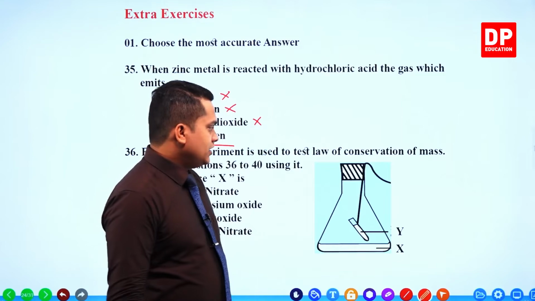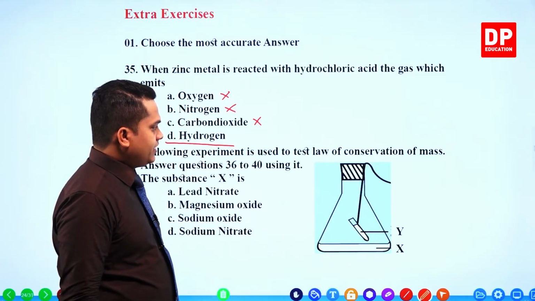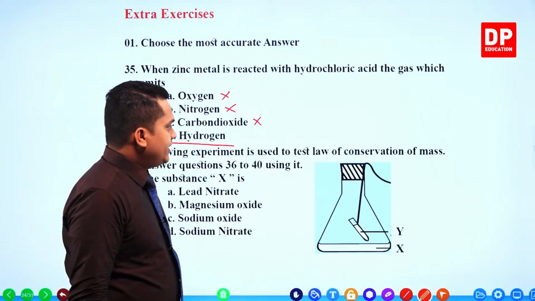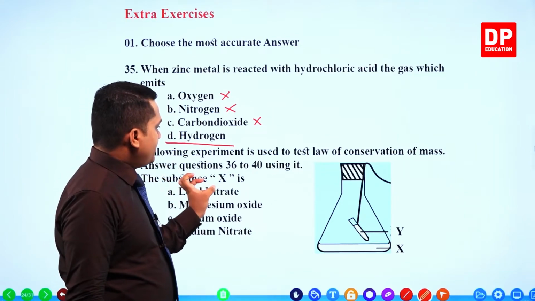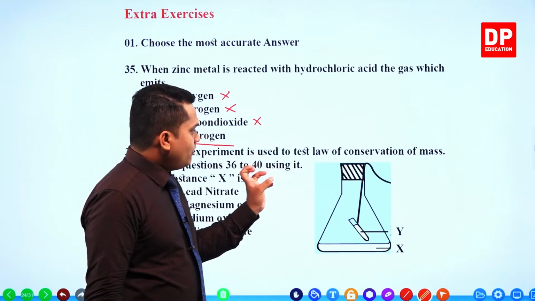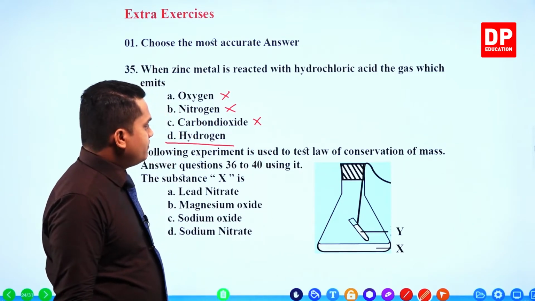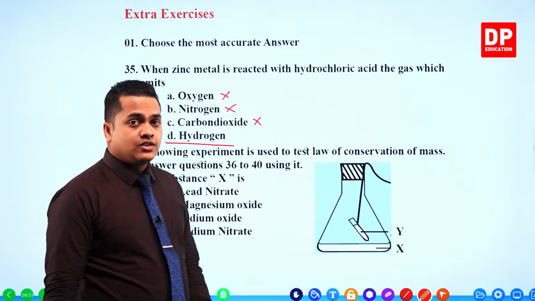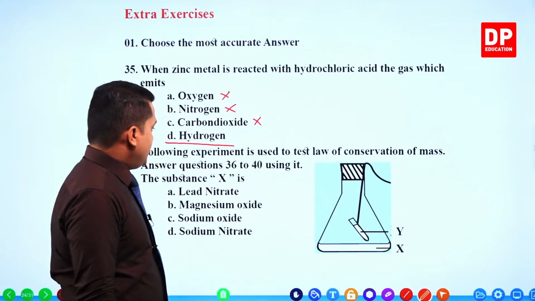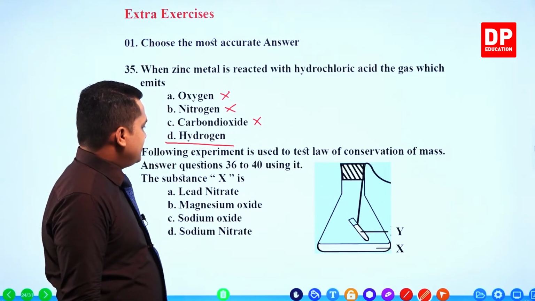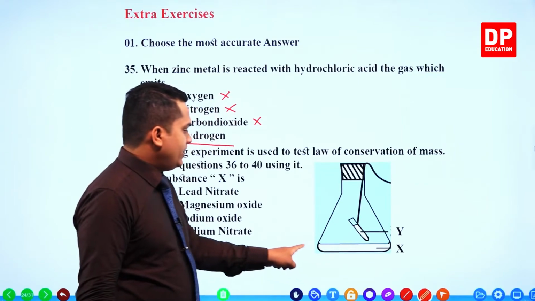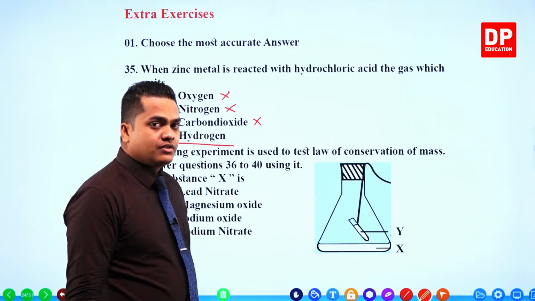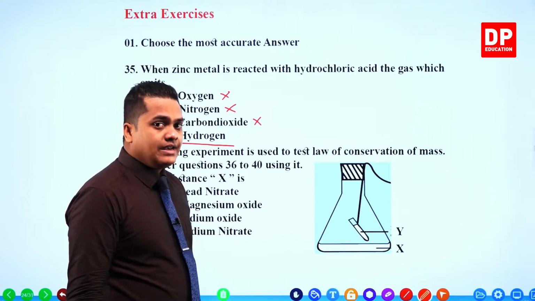Okay, so here you are given a figure. In this figure, you can observe two substances, X and Y. Here it is given that the following experiment is used to test the law of conservation of mass. Answer questions 36 to 40 using it. Now we have to answer the questions from 36 to 40. Substance X is the liquid which is in the conical flask. So you have to find out and underline what that liquid is.